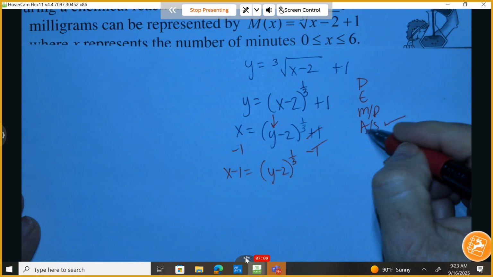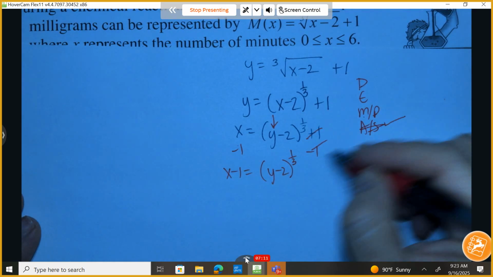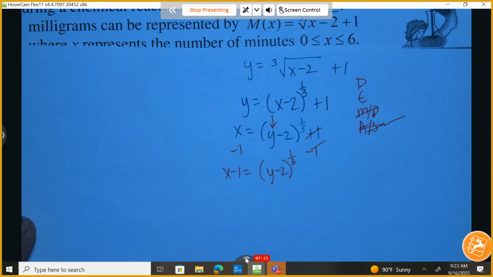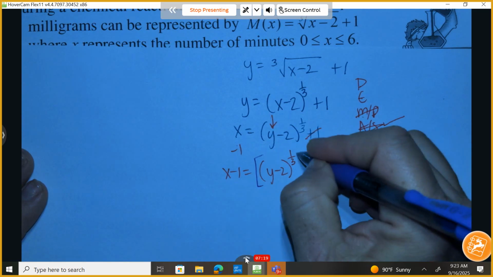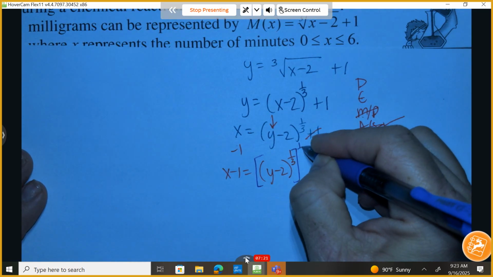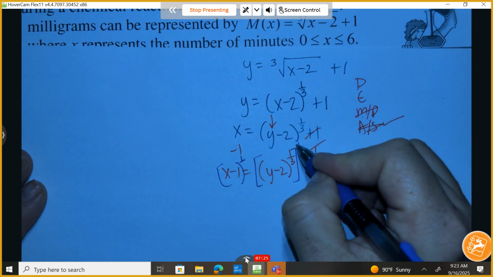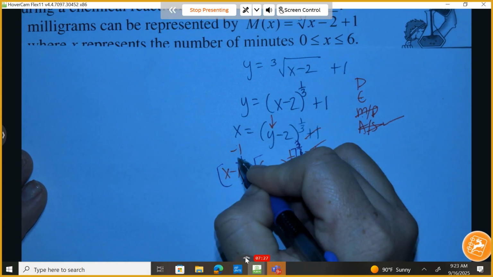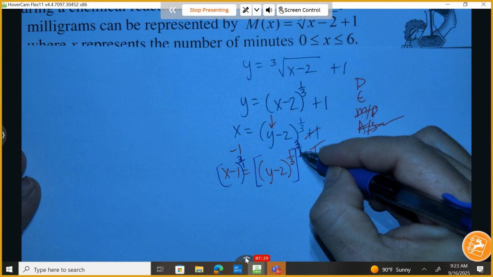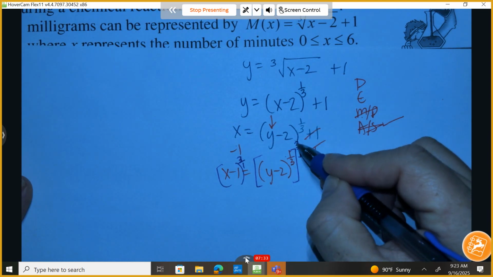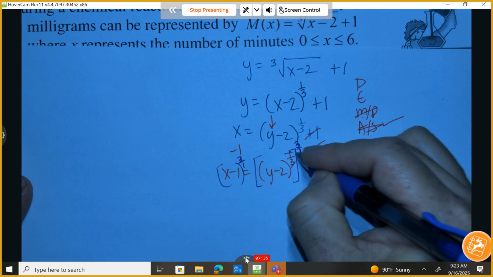Done. Now, is there any multiplying or dividing outside the parentheses? There's not. Is there any exponents? Yes. How do I remove the 1/3? Well, we need to raise it to its reciprocal. Reciprocal means we take this and we flip it. So it was 1/3, and now it becomes 3 over 1. Why do we do that? Because 1 times 3 is 3, 3 times 1 is 3, and 3 divided by 3 is 1.